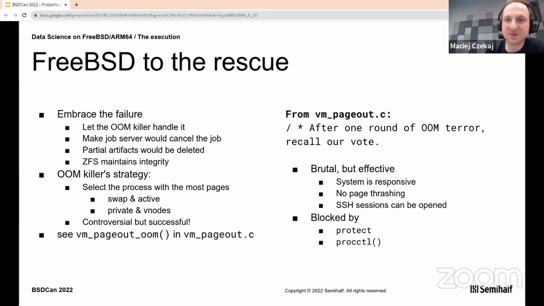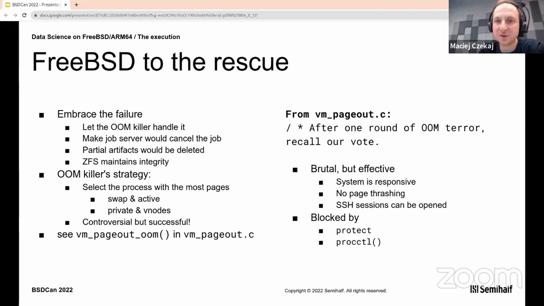So in my case, I wasn't using the protect call. So anyway, the make job server detects when the process is killed, and then it stops the job, and then it removes the artifacts that are on the file system but are unfinished. So basically the whole process is pretty much robust. You can kill processes without an issue because it's just the data that is corrupted is going to be removed on the disk. And while you're using ZFS anyway, all your files are checksummed, so you don't have to worry about corruption that much.